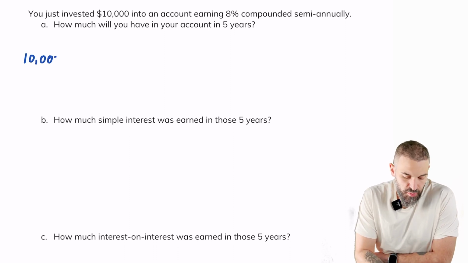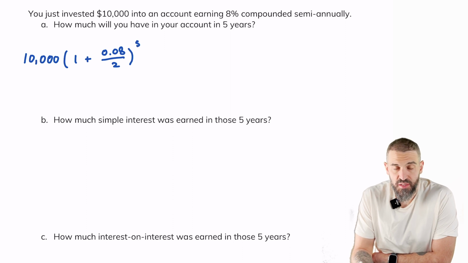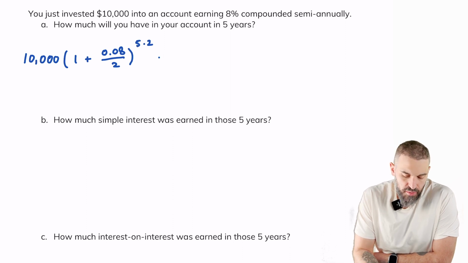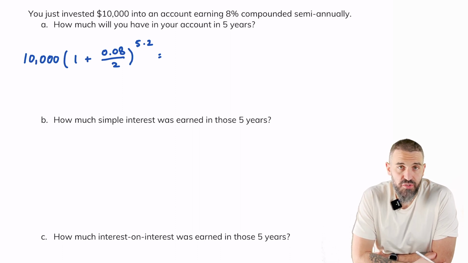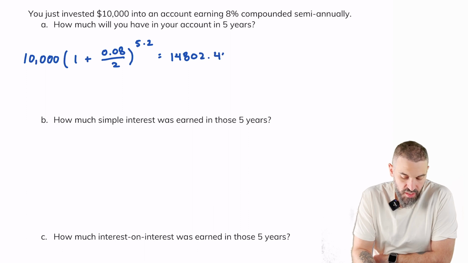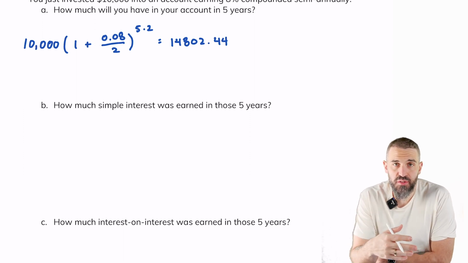So we're going to start by taking our $10,000, which is our present value, multiplying it by 1 plus, now I'll take my 8% and divide it by 2 since it's compounding twice a year. So it's basically 4% twice a year. And I'll put that to the power 5 years times 2. And that'll give me my future value in 5 years. So in 5 years, you would have $14,802.44.